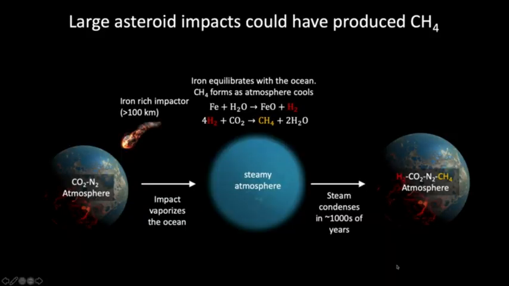So when a really big impact hits the Earth, it probably vaporizes a huge fraction of the ocean, or all of the ocean, depending on the impactor size, and leaves behind a really hot, steamy atmosphere. The iron from the impactor could react with steam in the atmosphere to make a lot of hydrogen, and then as the atmosphere cools over a couple thousand years, the hydrogen can equilibrate with carbon in the atmosphere to make methane. Eventually, the steam condenses back to an ocean, and you are left with an atmosphere with a lot of hydrogen, CO2, nitrogen, and a little bit of methane.